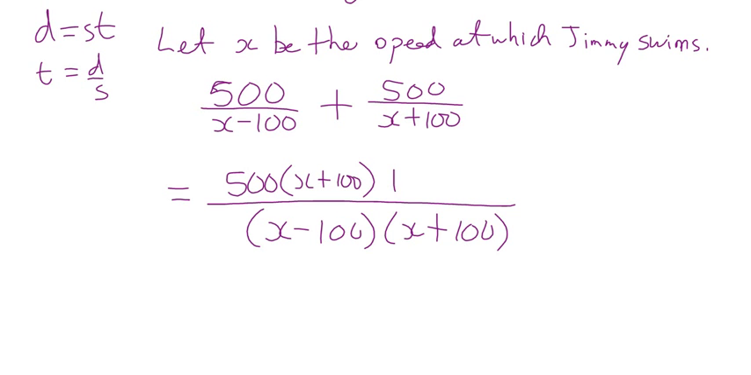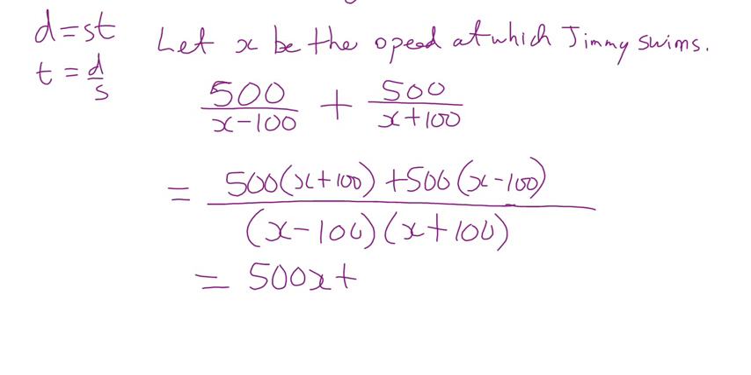This 500 here, what are we going to do with it? X minus 100, right? The thing that it's missing. It's got the X plus 100, it needs the X minus 100. Okay, so we get 500X plus, what's that? 5 followed by 4 zeros, plus 500X minus 5 followed by 4 zeros.